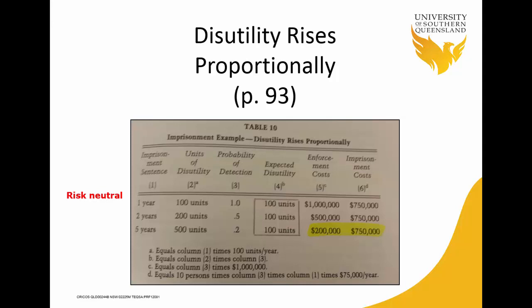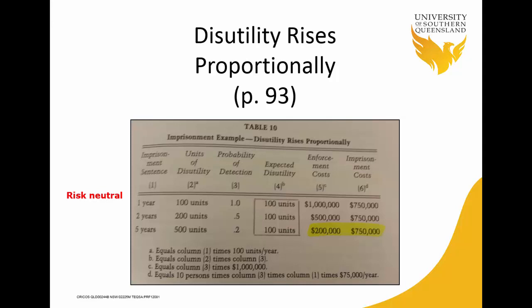So we have to multiply the number of persons, which is 10, times the probability, times the number of years, and then times $75,000 per year. That gives us the total amount that's going to be imposed on the state in relation to imprisonment costs. And as you can see, it's always going to be equal to 750,000, which simplifies finding the optimal solution, because now we know that the only thing that makes a difference is reduction of enforcement costs.